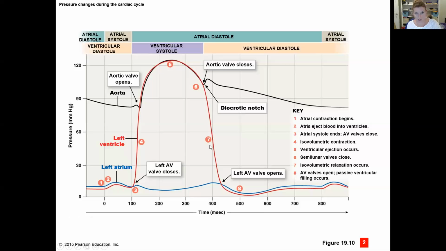The pressure in the left ventricle drops, the AV valve opens, the ventricles passively fill, and the whole thing happens again, right? Put that on repeat if you can't do it yet. I don't expect you to be able to do it yet. You're just learning it, but that's how you learn it. You just got to say it and do it and practice it.